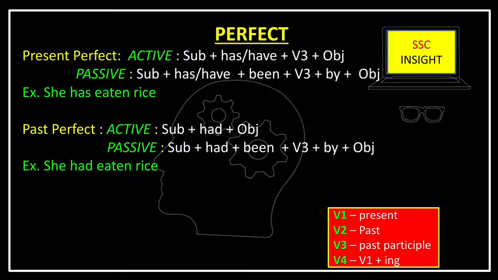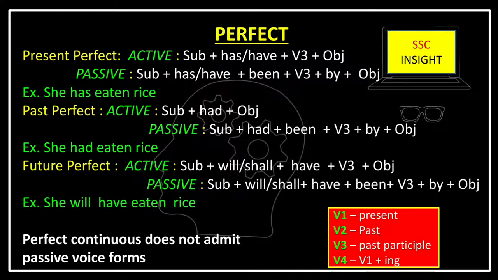And in case of future perfect, the form of active voice will be subject plus will or shall plus have plus third form of the verb plus object. And in case of passive voice, the subject, which is actually the objective case, plus will or shall, then have, then been, plus third form of the verb, plus by, plus object, which is the subjective case. That is, she will have eaten rice, and the passive voice will be rice will have been eaten by her.